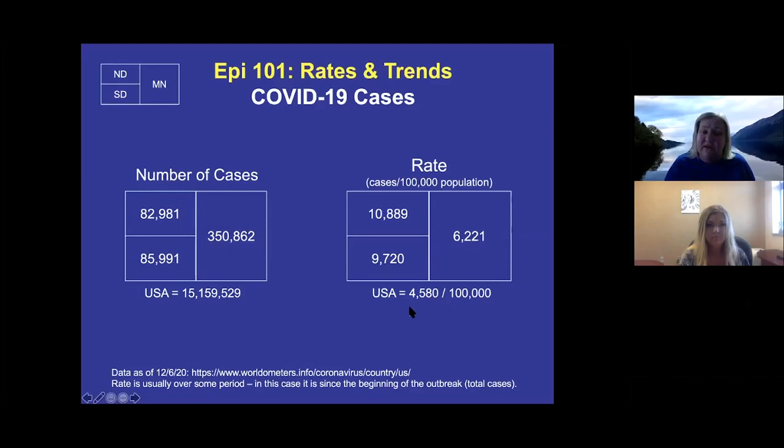So this is giving us information on which state is having the highest risk of having the disease. But if I'm a hospital administrator, and I need to know how many beds I'm going to need to have, this is the number I'm more interested in, right? I'm going to need more beds in Minnesota than I will in South Dakota, but the risk of coming down with this disease is higher in South Dakota than it is in Minnesota. So you look at numbers and rates for different reasons.